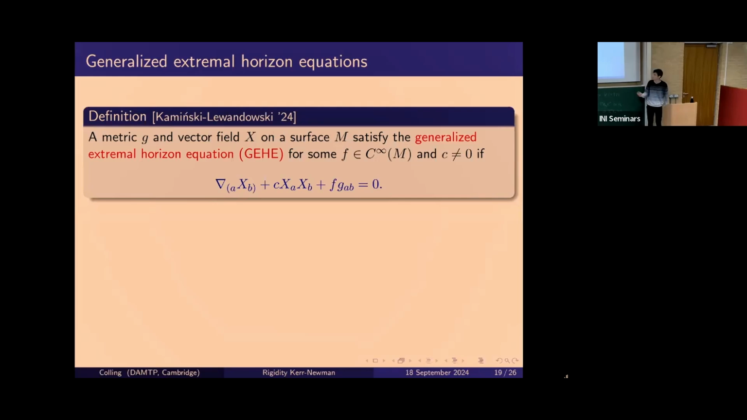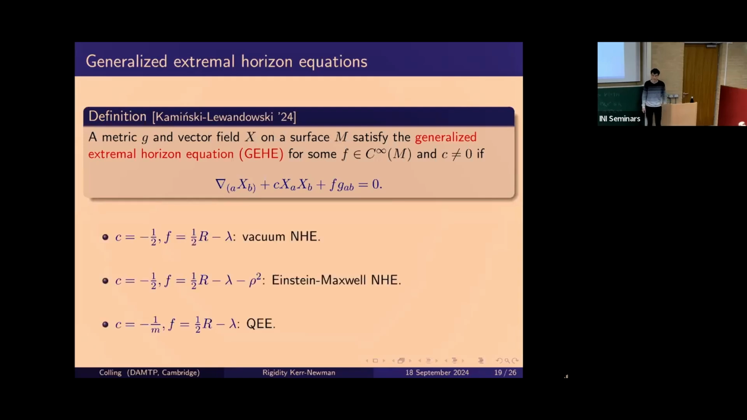So again, this includes the Einstein-Maxwell case where we add this rho squared times the metric as the extra term. And since in 2 dimensions, the Ricci tensor is also proportional to the metric, we find that in 2 dimensions, this equation contains all the equations I talked about so far for different values of c and different functions f. So this is quite a general equation.